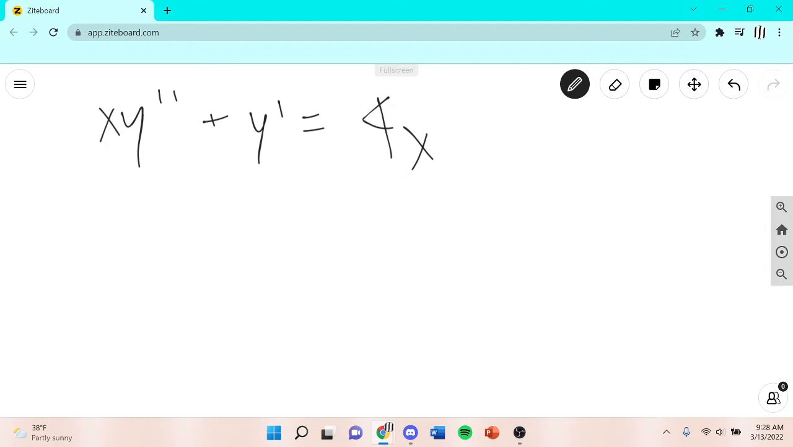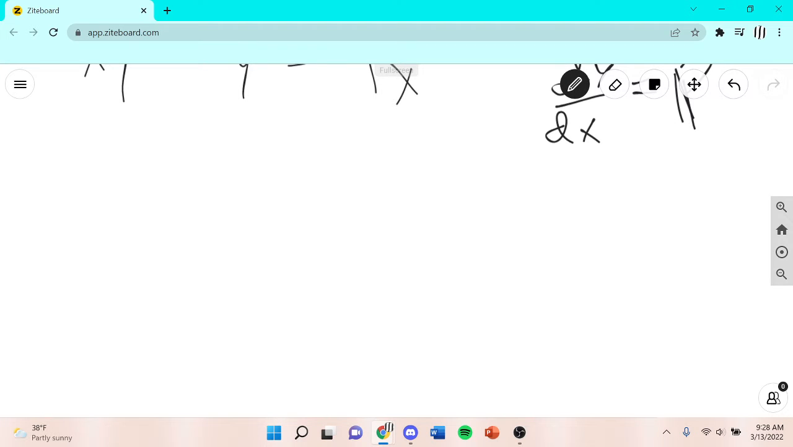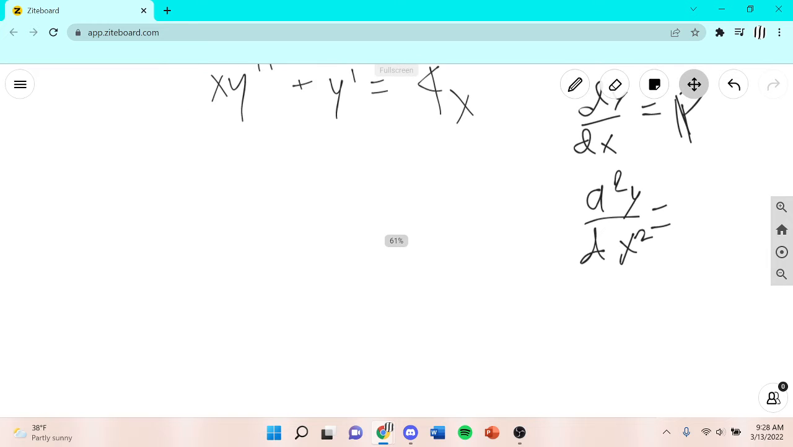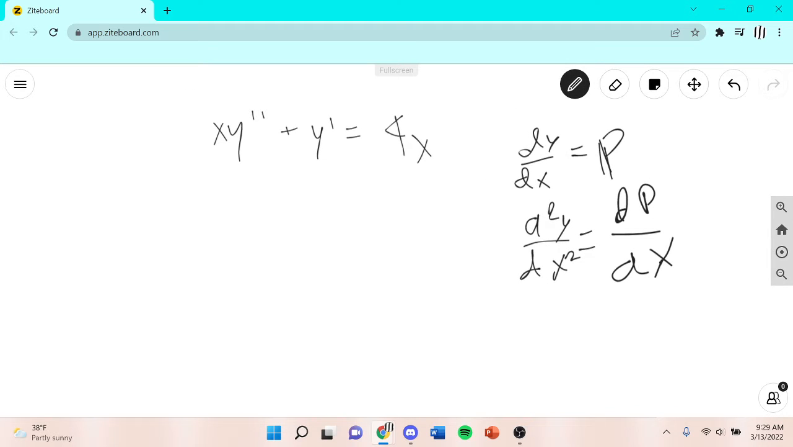We're going to set dy over dx, the derivative of this, equal to p, and then the second derivative of y is equal to the derivative of the first derivative of y. So that's going to just be equal to dp over dx. It's with respect to x, of course. So we're going to be using this to plug it in.